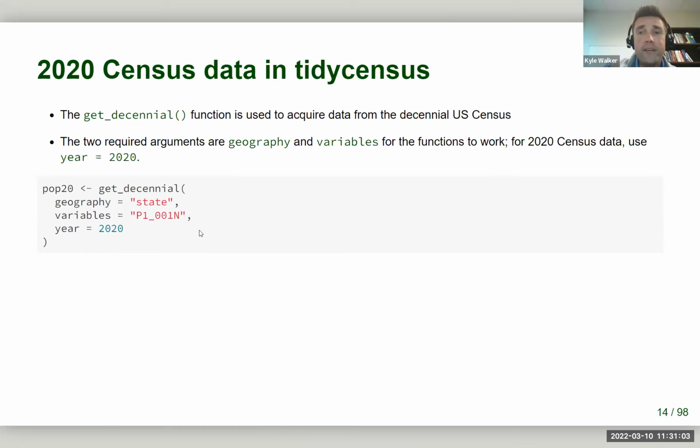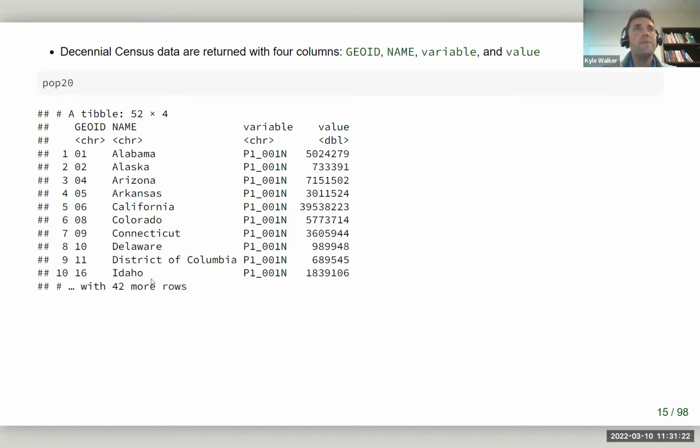You'll need a geography, and I'll explain census geography in just a moment. You'll need variables. I'll explain those in just a moment as well. And then you'll need year equals 2020. So when you run that, and I'm going to jump over to R and step you through what all this means in just a moment, you'll see something that looks like this.